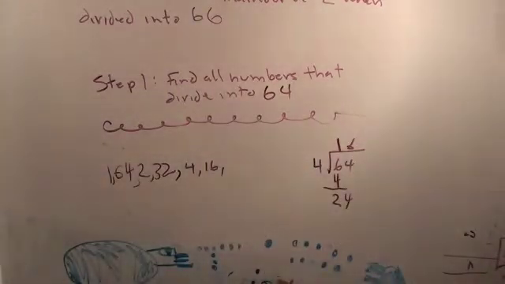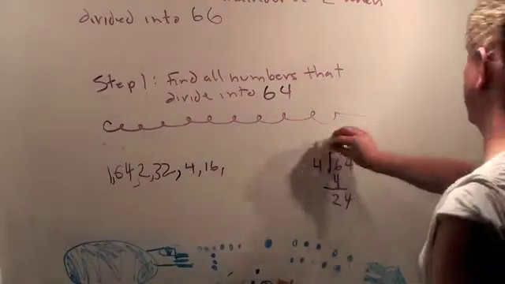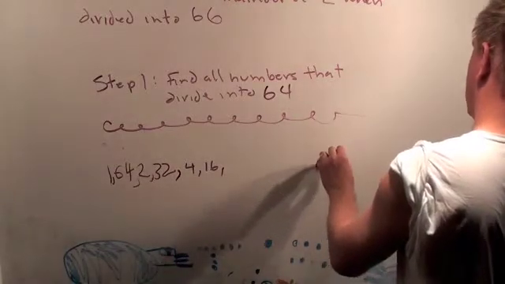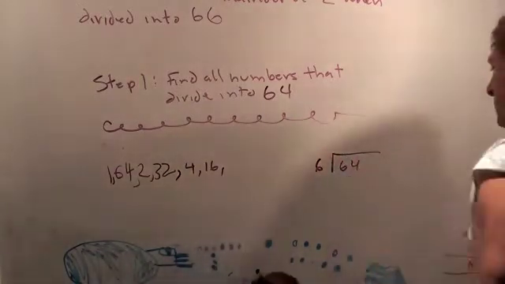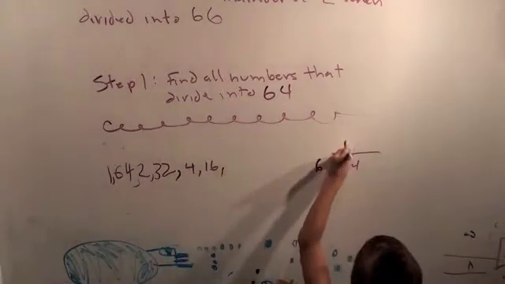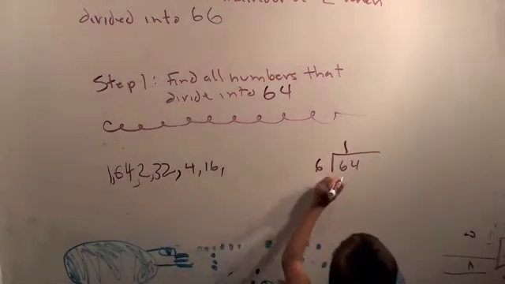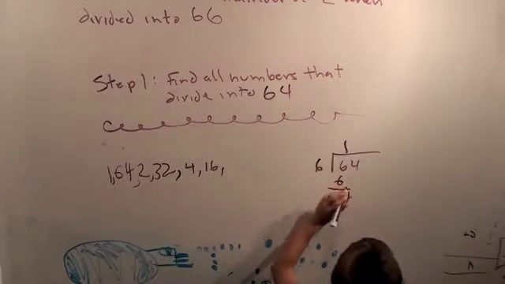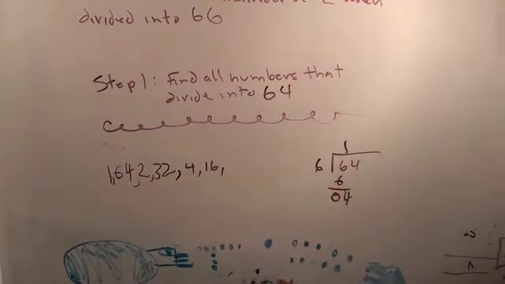Does 5 go into 64? No. It doesn't end in a 5. Does 6 go into 64? Let's see. Well, 6 goes into 6 exactly once. 1 times 6 is 6. And then there's a 0. Bring down the 4. 6 cannot go into 4. Okay, so 6 doesn't work.